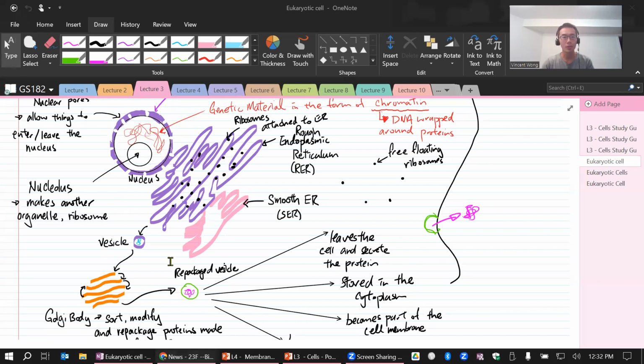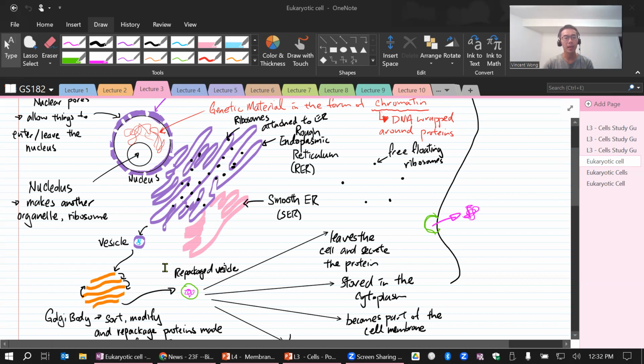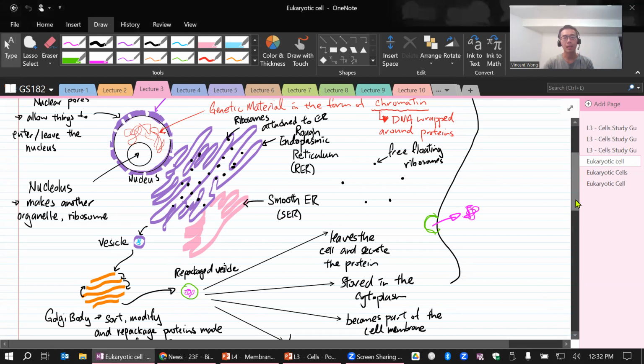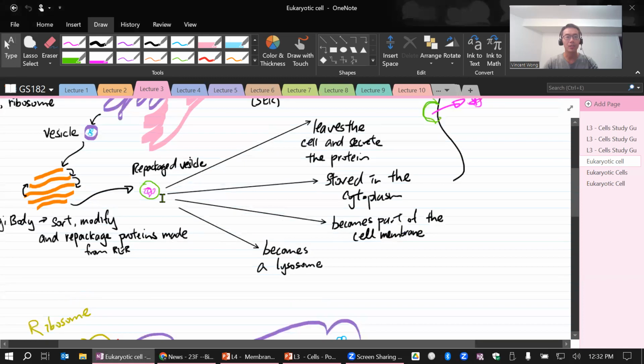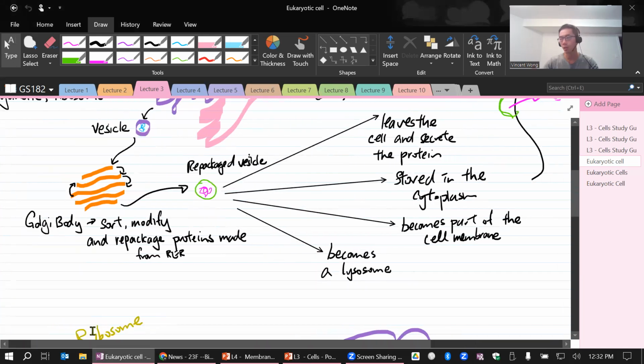So these vesicles will travel to the Golgi body, which is a series of membranes that are kind of stacked together. And the Golgi body will help sort, modify, and repackage proteins into a new kind of vesicle. This new vesicle is going to have several possible destinations. It can leave the cell and secrete the protein if you need it immediately. You can store the protein in the cytoplasm for later use. It can become part of the cell membrane.